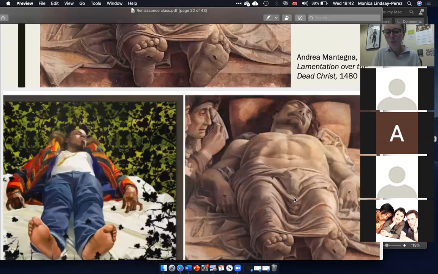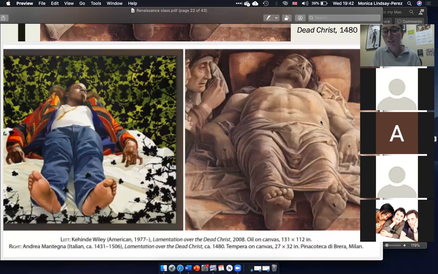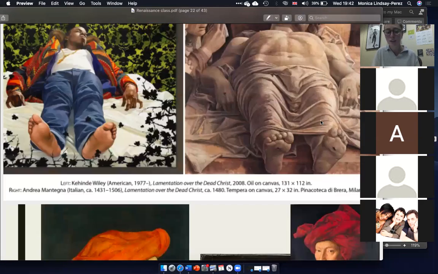And I couldn't help but include Kehinde Wiley's, of course, take on Mantegna's Lamentation of Christ. And you can see that Kehinde Wiley gets the perspective right. Mantegna isn't quite there. The feet are too small, and it's not quite right. But it's interesting to see artists failing.